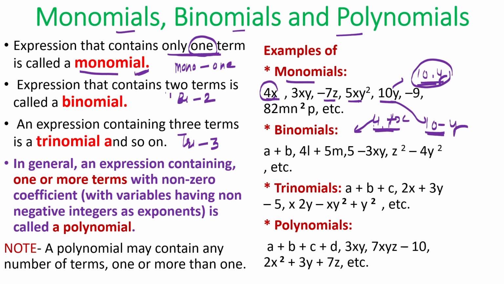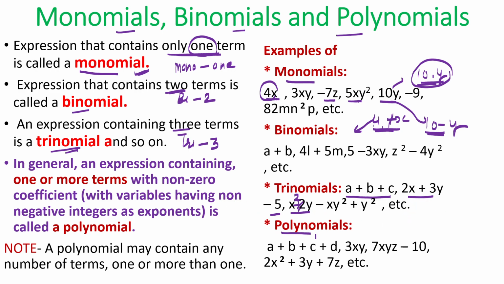An expression that contains two terms is known as a binomial. An expression containing three terms is a trinomial. Clear? Monomial, one term; binomial, two terms; trinomial, three terms. Examples of a trinomial are a plus b plus c, 2x plus 3y minus 5, x plus 2y minus xy square, and x square y minus xy square plus y square. You can write any example.